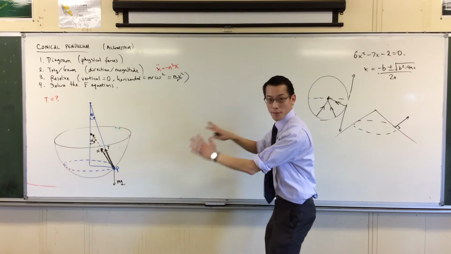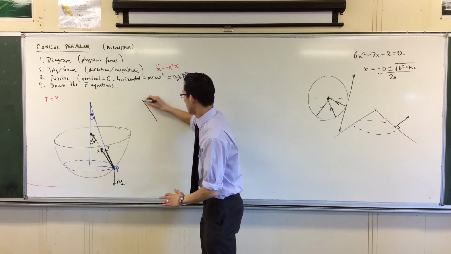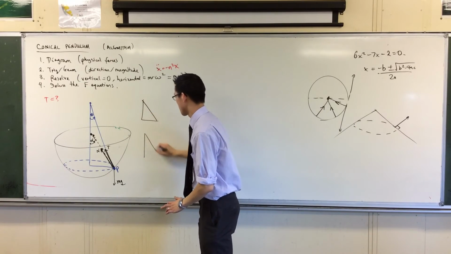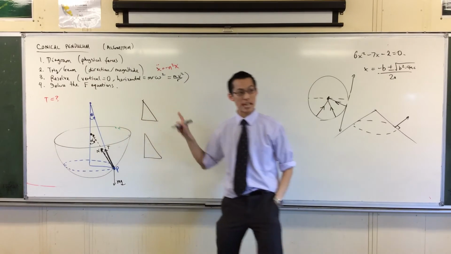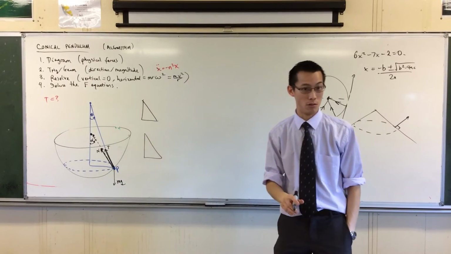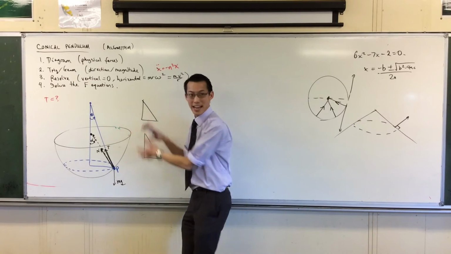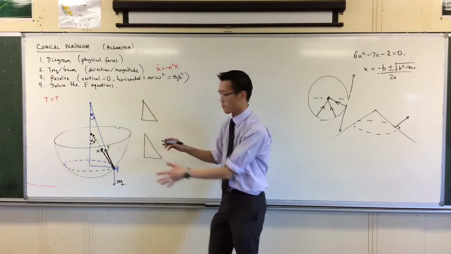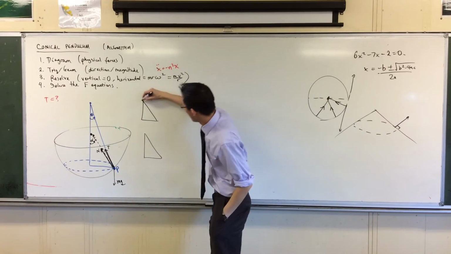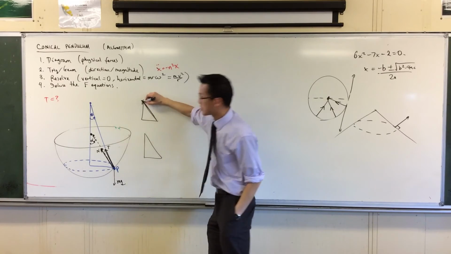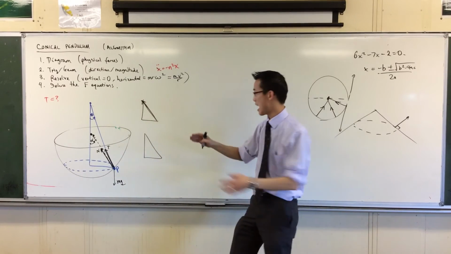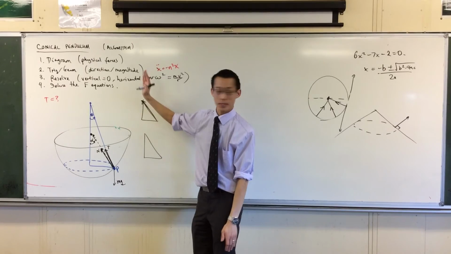So I'm just going to draw off to the side two separate diagrams. One for the tension and one for the normal. Okay? I'm just trying to make sure my diagrams are clear and not make it all muddled up. Right? Let's do the tension first. Okay? So there's the actual direction of the force, and now I want the horizontal and vertical bits, right?